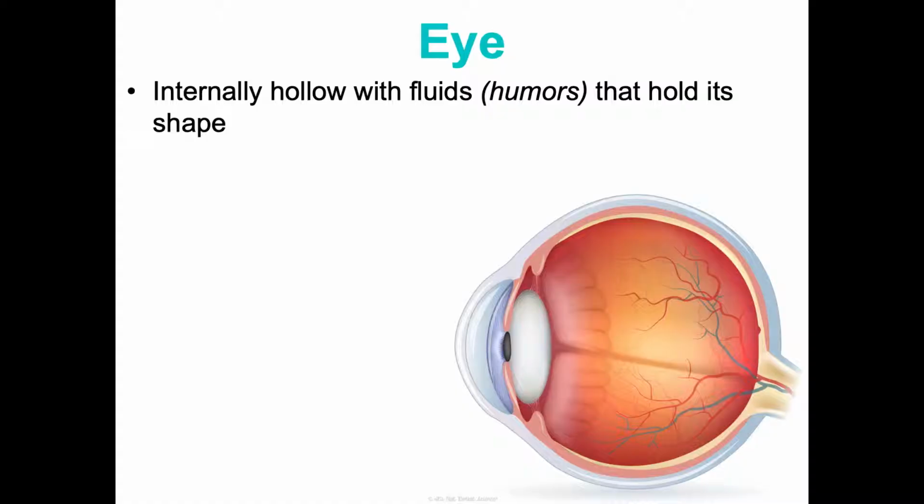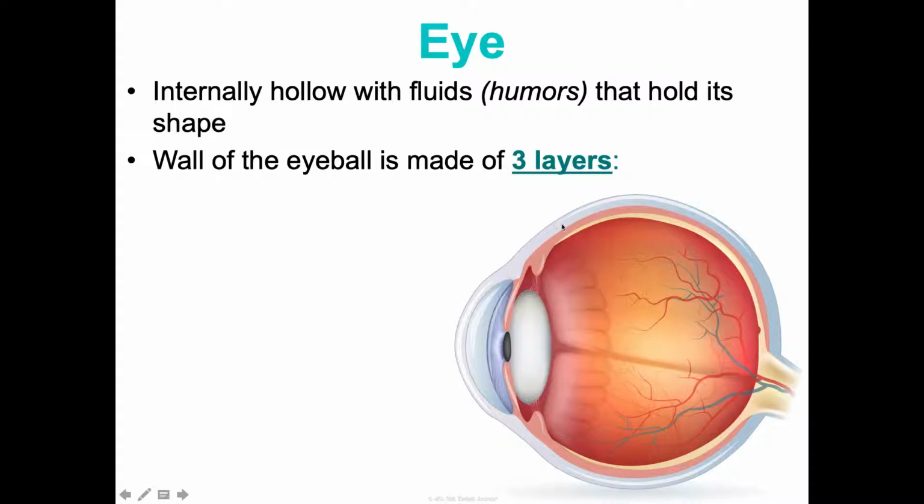Now let's talk about what's going on inside. Internally, your eye is basically hollow and it's filled with fluids called humors, which we'll talk about in a couple slides, that basically hold the eye's shape. But the wall of the eyeball, as you can see here, has 3 layers. You can see those 3 different colors here.